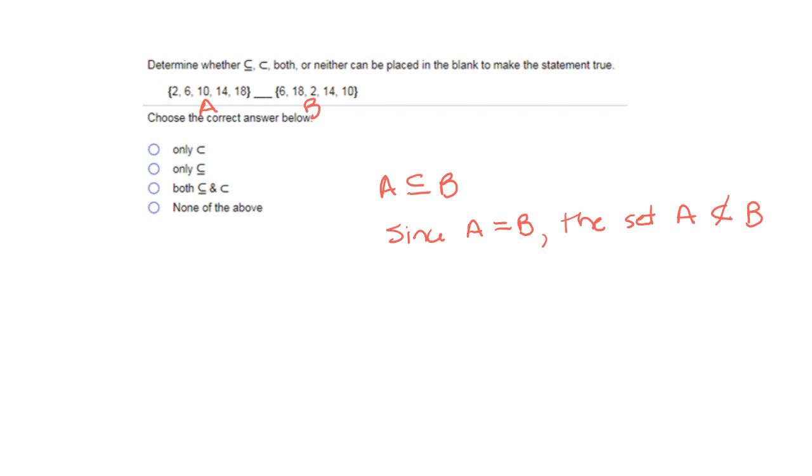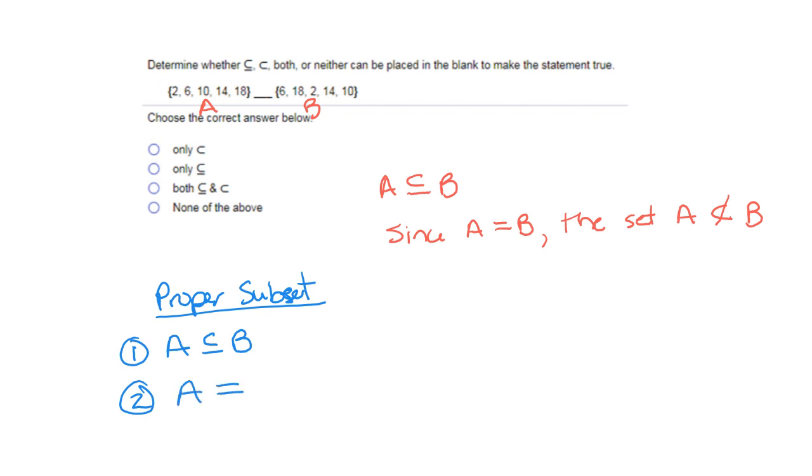So if you recall, let me write this out. In order to be a proper subset, there are two conditions: A must be a subset of B, and A cannot equal B.